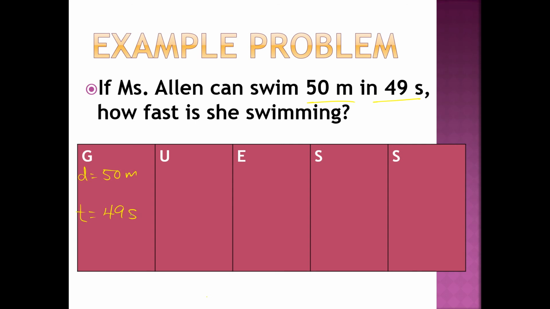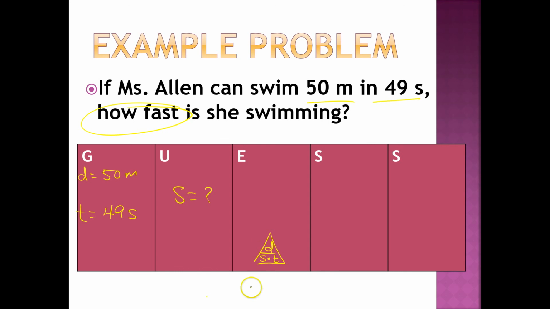So, for this first problem, we say our unknown. What are we looking for? The question's asking how fast. So that means I'm looking for speed. The equation for speed. I'm going to write my triangle down here. I'm not expecting you to have the triangle in this step. I just want the actual equation. You're going to need to keep track of the triangle on a separate piece of paper.